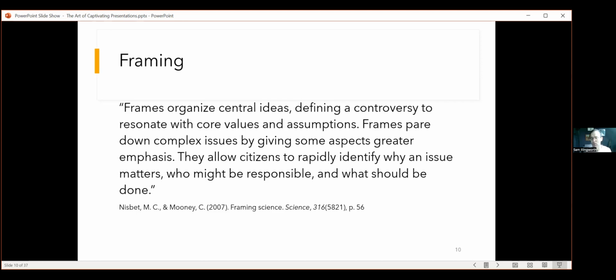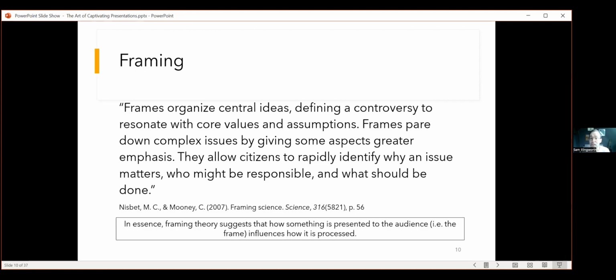So what are frames? Well, this is a really good quote from a quite well-known paper about framing science. It says that frames organize central ideas, defining a controversy to resonate with core values and assumptions. Frames pare down complex issues by giving some aspects greater emphasis. They allow citizens to rapidly identify why an issue matters, who might be responsible, and what should be done. In other words, framing theory suggests that how something is presented to the audience, i.e. the frame, influences how it is processed.